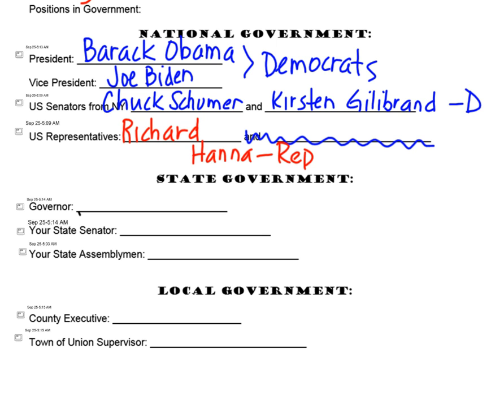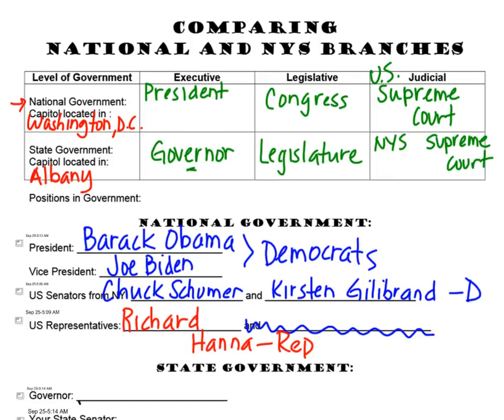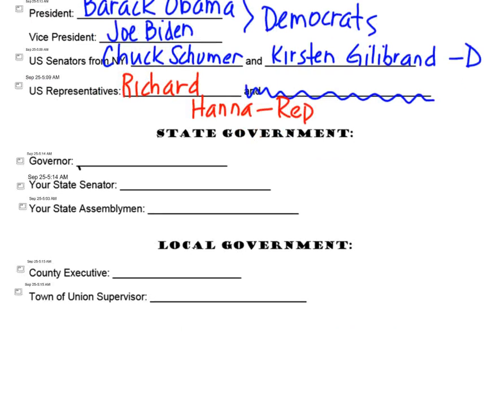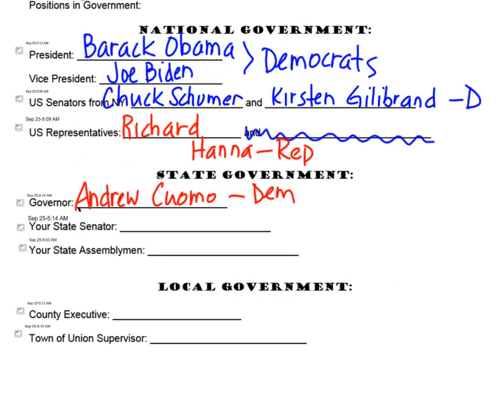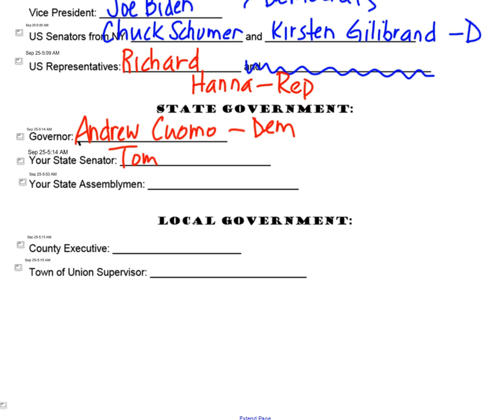All right, so let's look at the state level. So our governor, his name is Andrew Cuomo. His dad, Mario, was a governor from the state of New York as well. Andrew is a Democrat. And then our state senator, right here, Tom Libous. And he is a Republican.